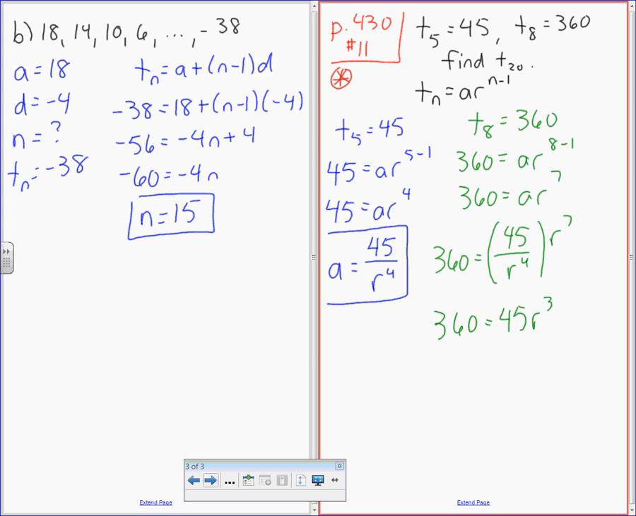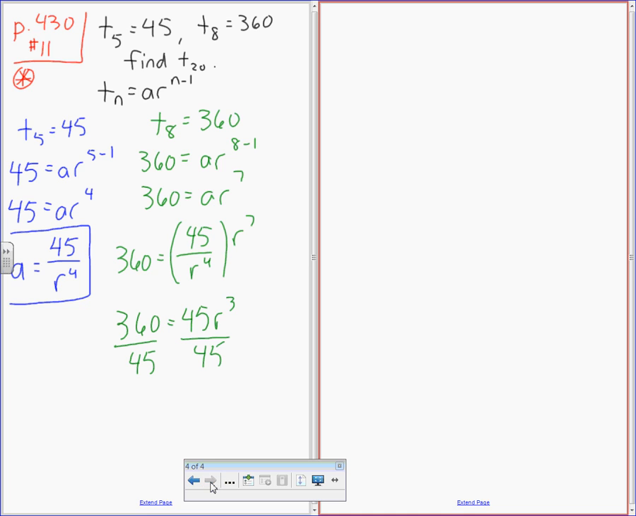All right, Nicole, next step here is going to be what? To solve for r? Okay, divide by 45. What is that? I can't do that in my head. 8, right? So 8 is equal to r cubed.